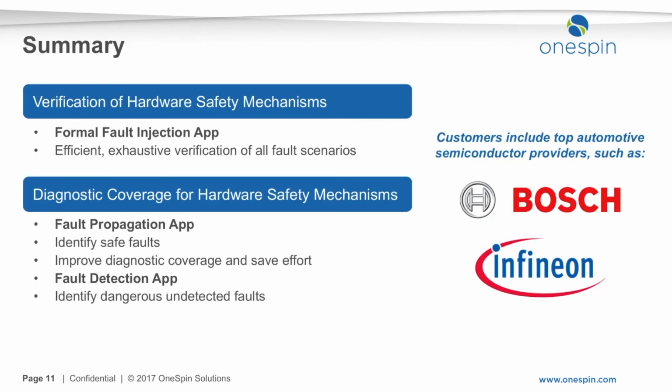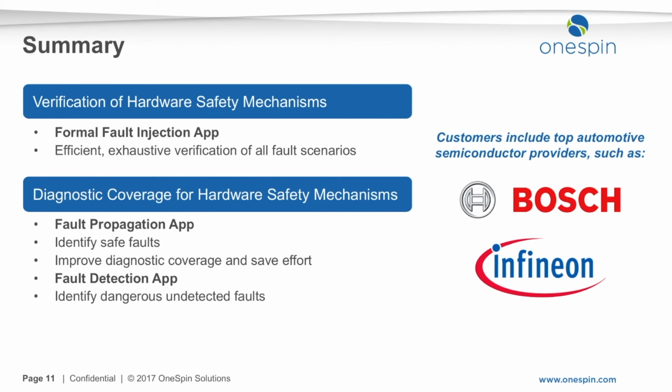Let's recap. We have looked at the verification of hardware safety mechanisms and examined how formal verification can be a huge asset in developing safety-critical hardware. Assertions and formal verification are a great fit to achieve high confidence that hardware requirements are correctly implemented. They also allow us to simplify the tracing process. The Fault Injection app provides a consistent way to control the injection of faults and verify safety mechanisms under all relevant fault scenarios.